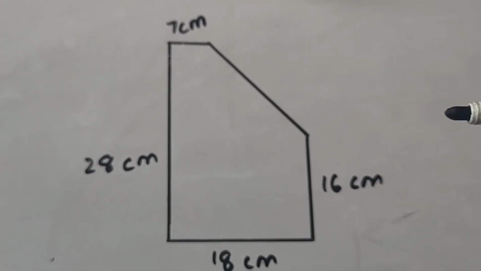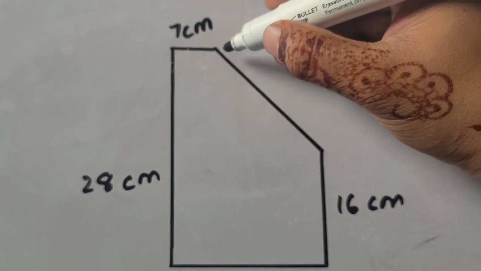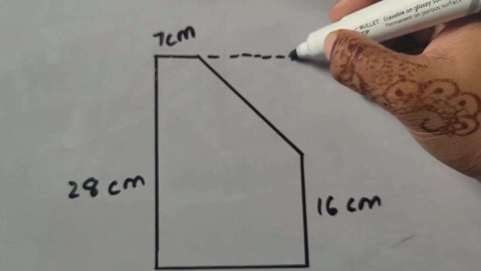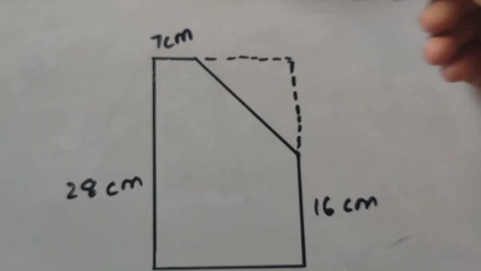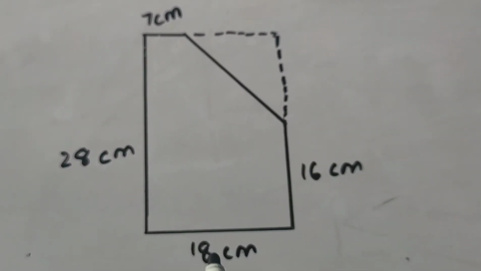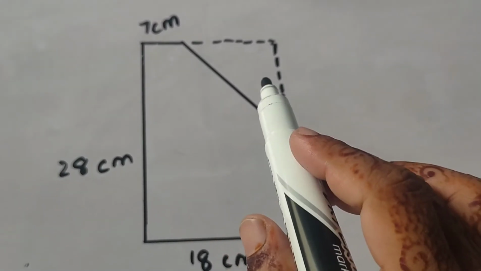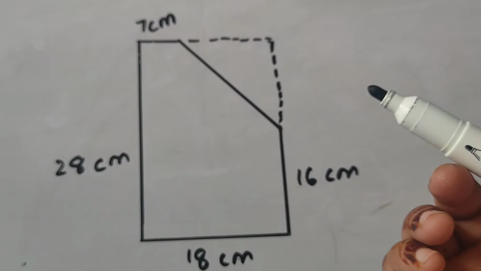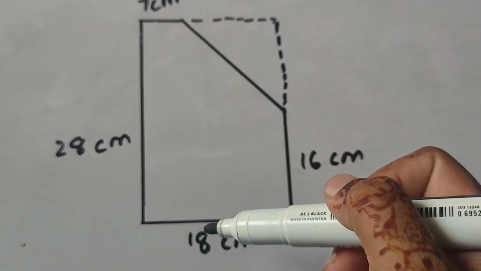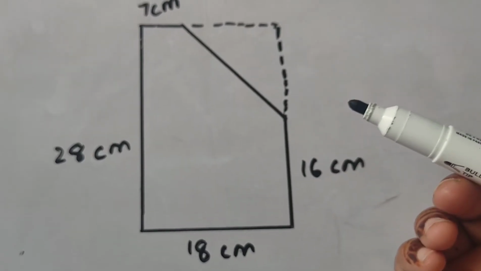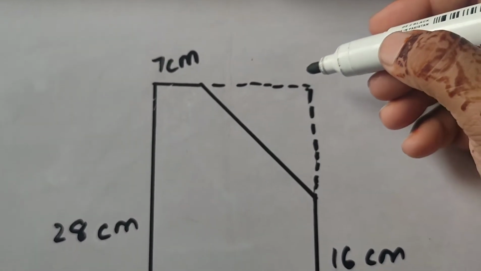It's very simple, students. All you need to do is to make it a complete rectangle. If I just make a dotted line over here, I'll have a complete rectangle. And finding out the area of a rectangle is very easy. I simply need to multiply the length into breadth in order to find out the area of a rectangle.